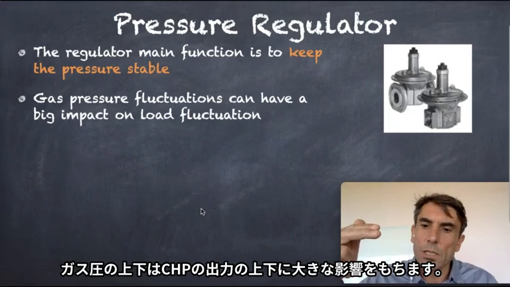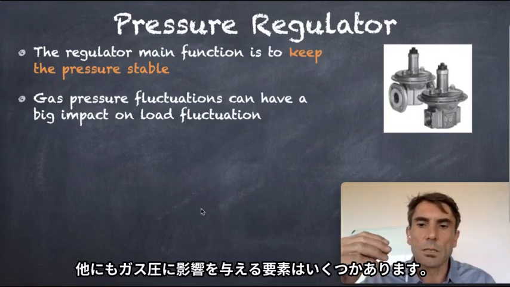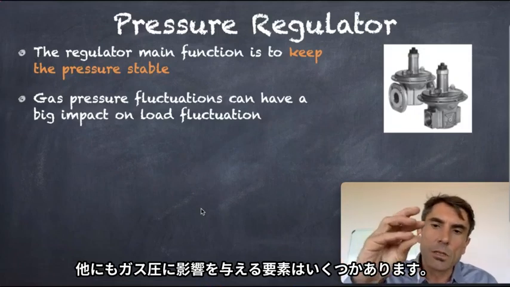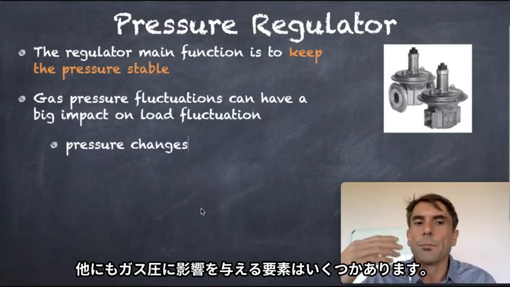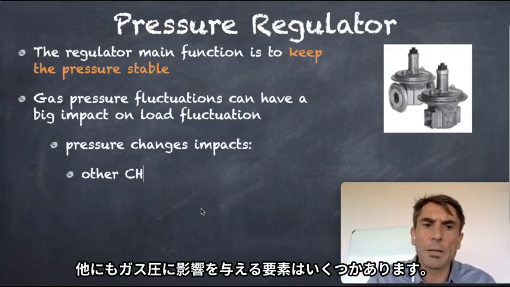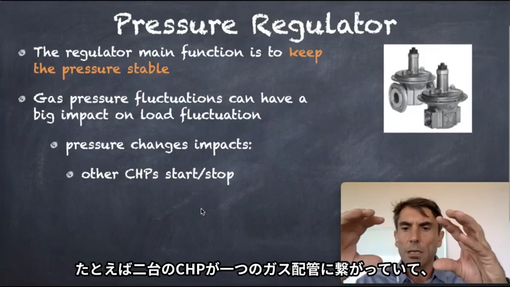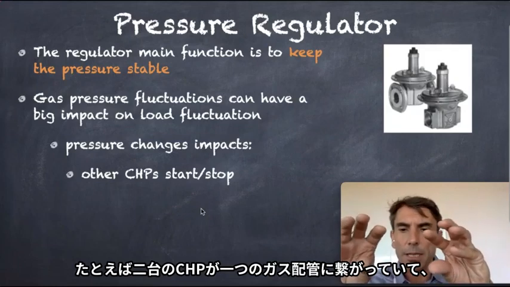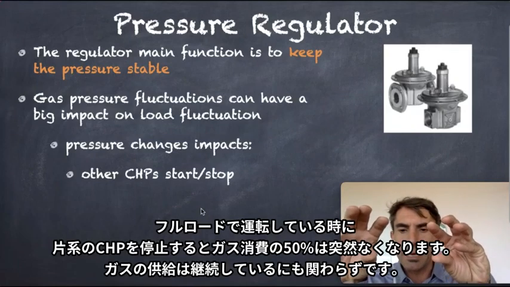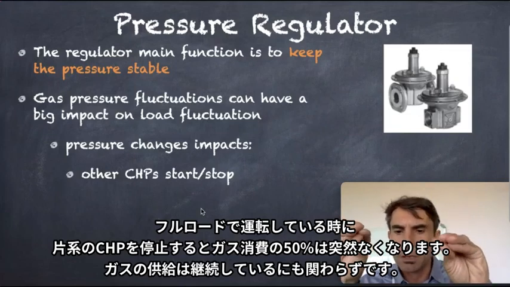The gas fluctuation will have an impact on the load fluctuation on the CHP. So to prevent load fluctuation, it's good to have a gas pressure regulator installed. Gas pressure changes could also happen through other CHPs on the same gas pipe. For example, we're operating two CHPs on the same gas pipe. So the volume of gas flow is as much as both CHPs use.